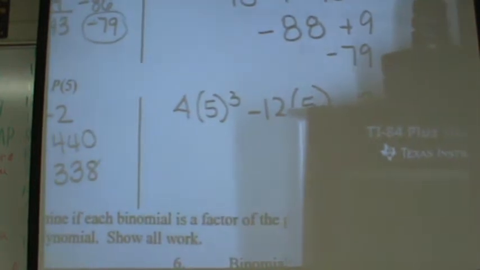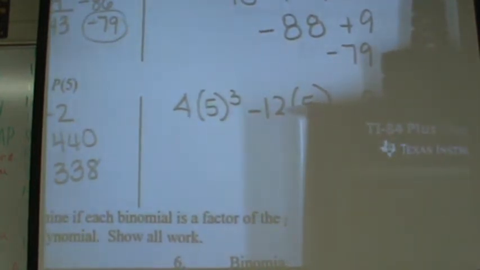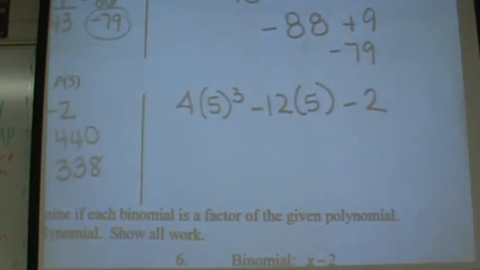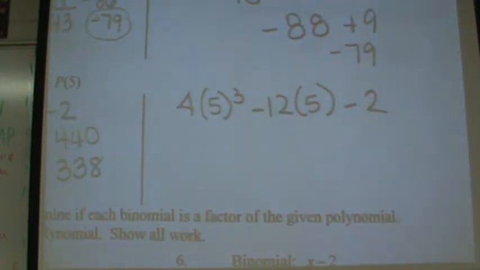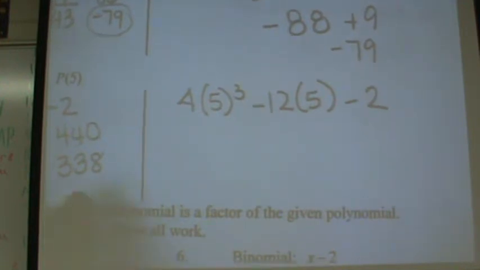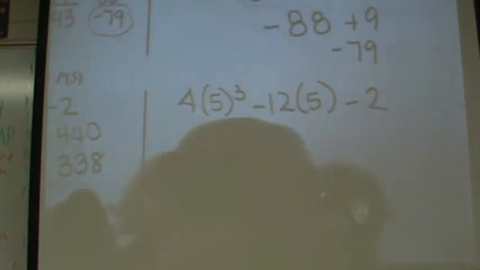What did I do wrong? Bring down the 4. X squared, negative, negative. 4, 20, 100. 100 minus 12 is 88. 88 times 5 is 440. 440 minus 2. So this is, I'm sorry, this is 438.